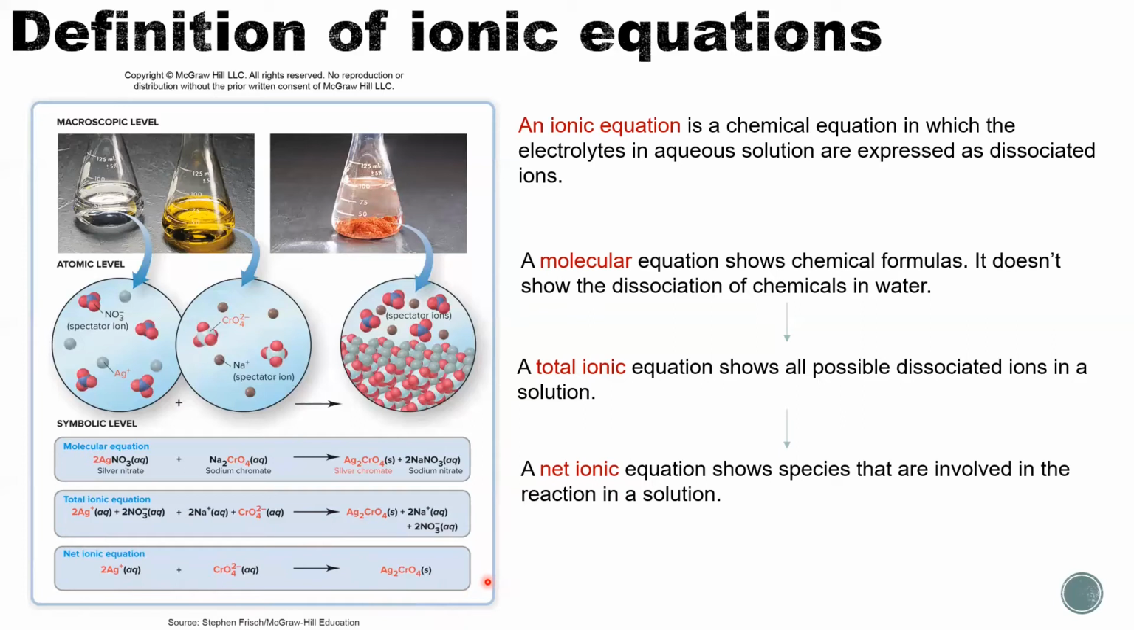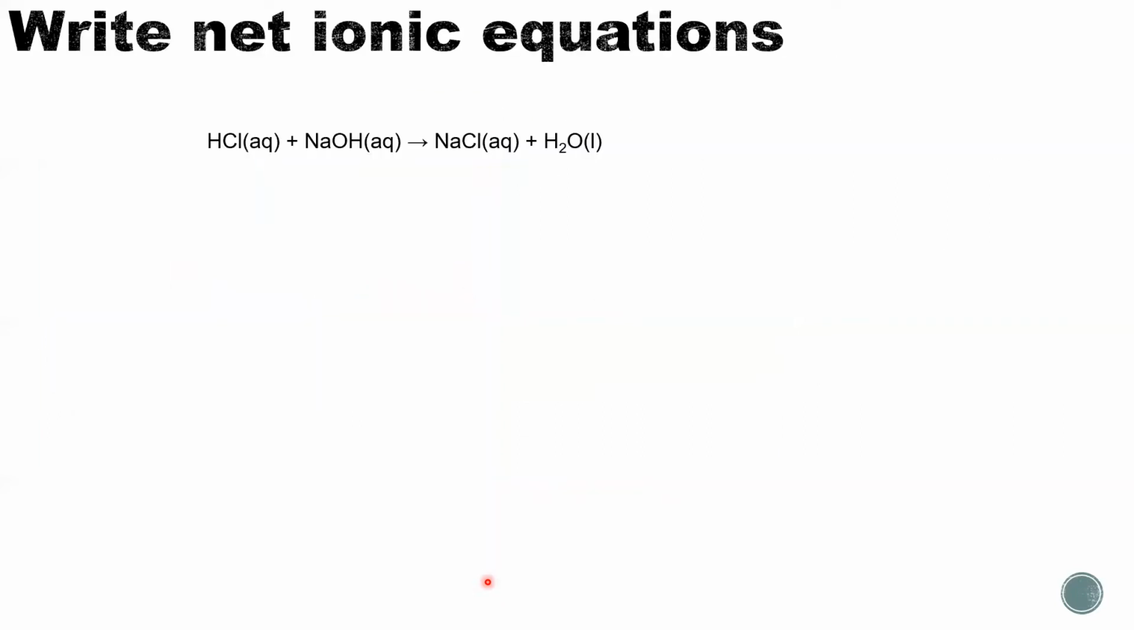In this course, General Chemistry 1, we also expect you to be able to write net ionic equations. Let's take a look at another example. Here is an acid-base reaction. You should all be familiar with writing the molecular equation because that's the chemical equation we've been talking about in previous lectures and videos. Also, you should balance this equation first.